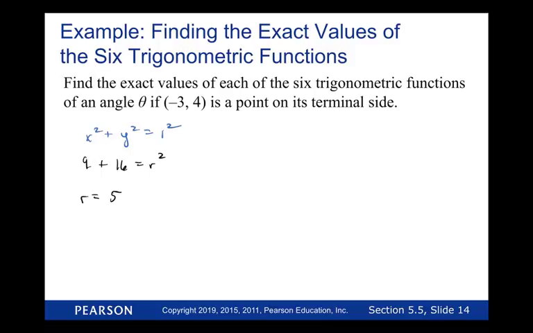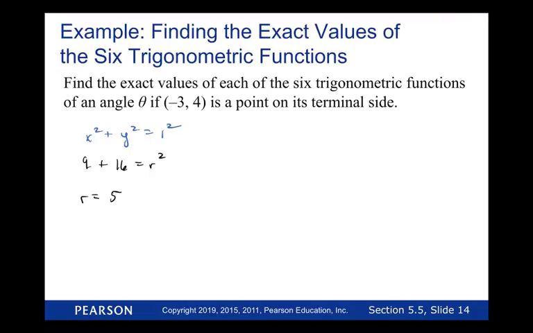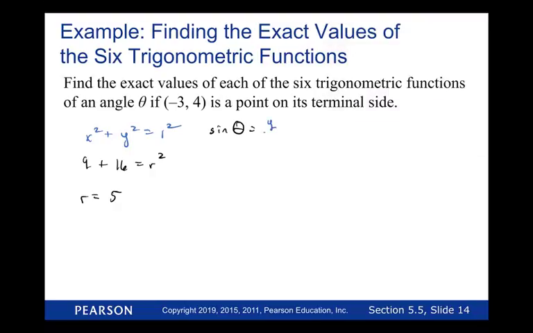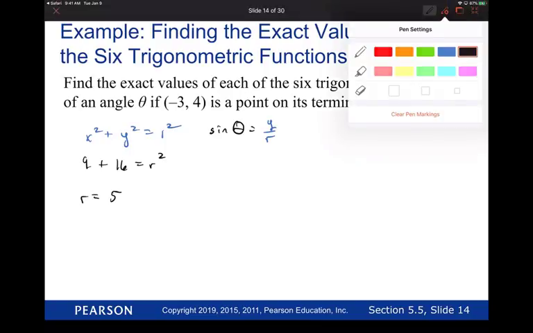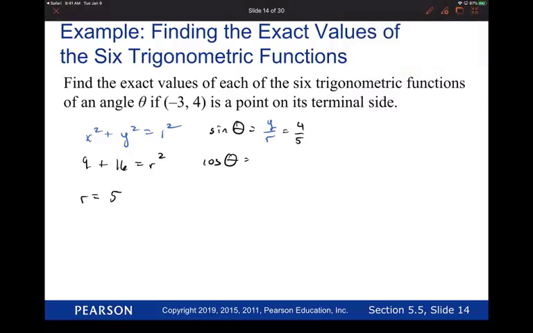Okay, so now that we have our r, we're ready to find all the trig functions. So when we go to do sine of theta, is sine our x or our y? For discussions going forward, sine is y over r, right? So that one should be 4 over 5. Tell me about cosine of theta. It's going to be x over r. x is negative 3, so negative 3 over 5.